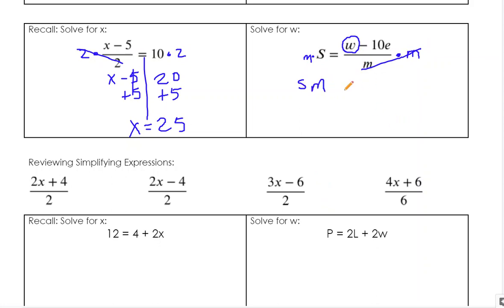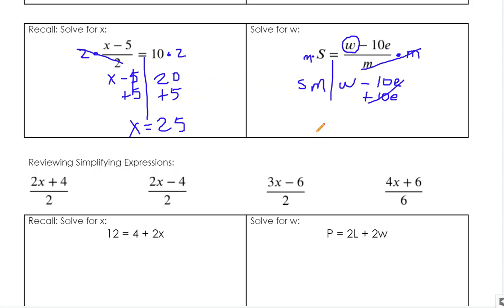Right? All right, so what's left over? Well, I have a w minus 10e. Well, I want to get w by itself, right? So I need to get rid of this minus 10e. Well, how can I do that? Well, it's the same thing as I do here, x minus 5, right? That's kind of the same. So to get rid of a minus 10e, I have to do a plus 10e. Plus 10e to get rid of this.